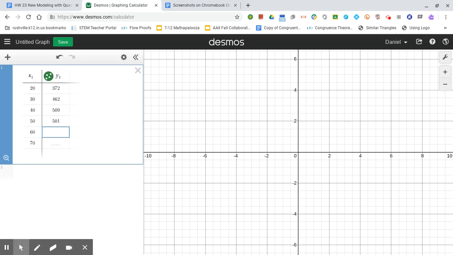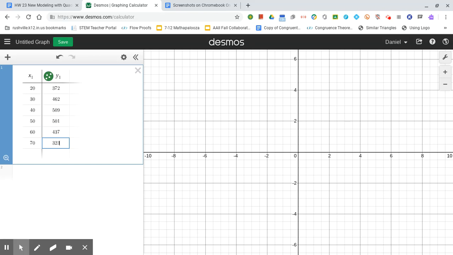60 degrees, 437, and 70 degrees, 323. So there are 6 ordered pairs in our table. Those are our 6 data points we're going to work with. And when you type them into the table, Desmos should end up graphing those on the grid.